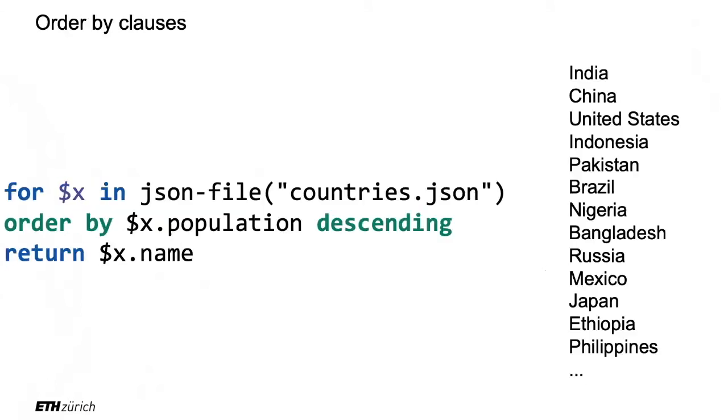Okay, now we have order by. Order by is reorganizing the order of the bindings. So here you were binding $X to every event, every country in the world, maybe 200 of them. But now I'm reorganizing these bindings by descending population, right? So I'm going to go like China, India, US, and so on and so on, right? All right, and then you return the name.